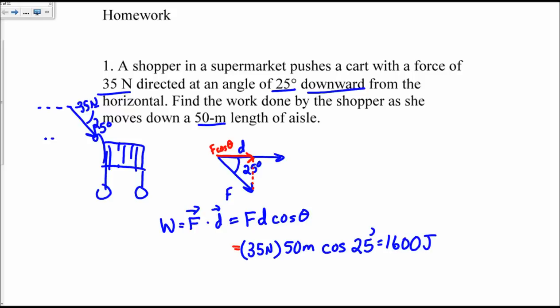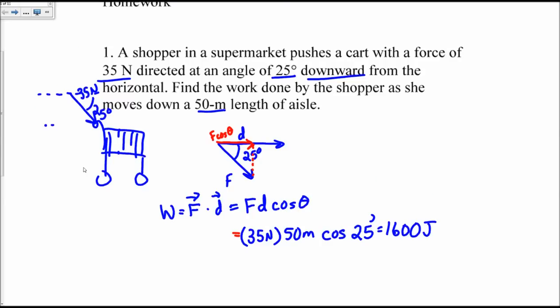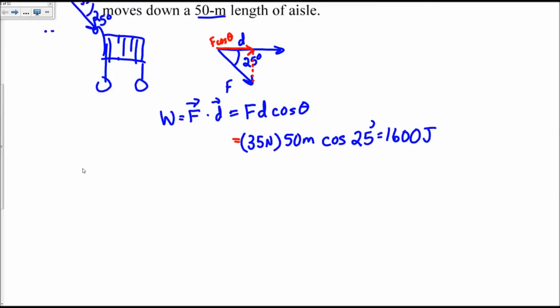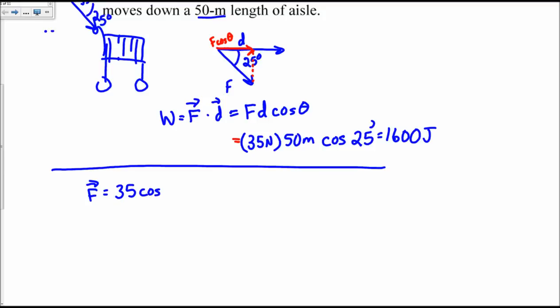All right. I have another way you could do this if you want to think about it more in terms of the definition of the dot product. This is the more difficult way to do it, but you could do it this way. You could define the force in terms of its i and j components. So that's going to be 35 cosine of 25 i minus 35 sine of 25 j. So those are just the x and y components of the force vector.